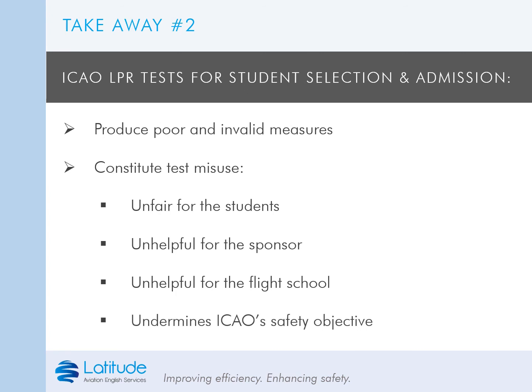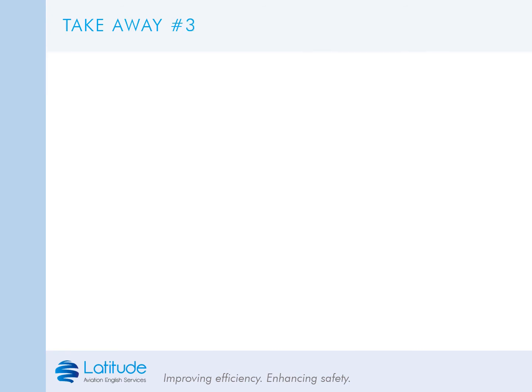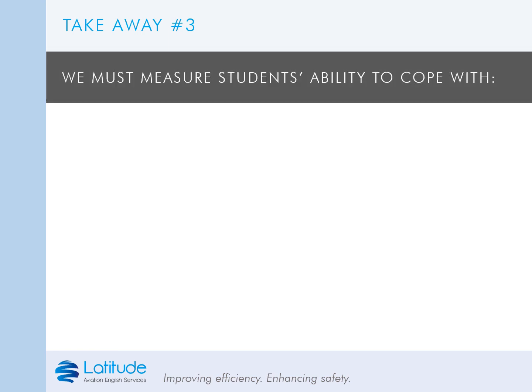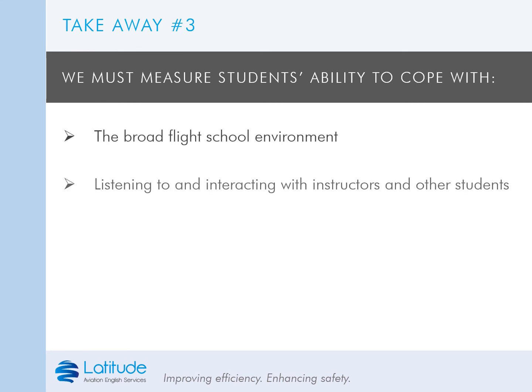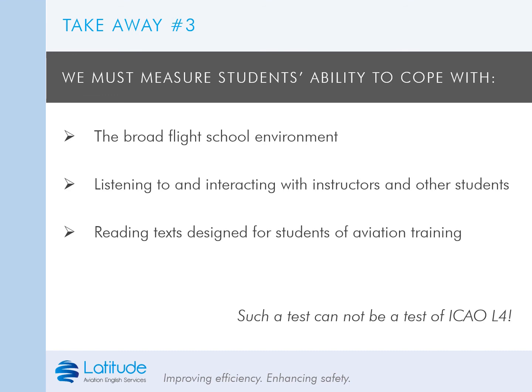And takeaway 3. For student selection, we must develop or select tests which measure the ability of the student to cope with the broad flight school environment, listening to instructors and interacting with other students, and reading texts designed for students of aviation training. Such a test cannot and should not be a test of ICAO Level 4.